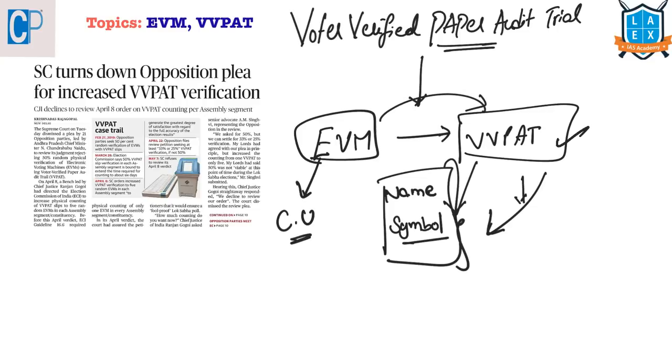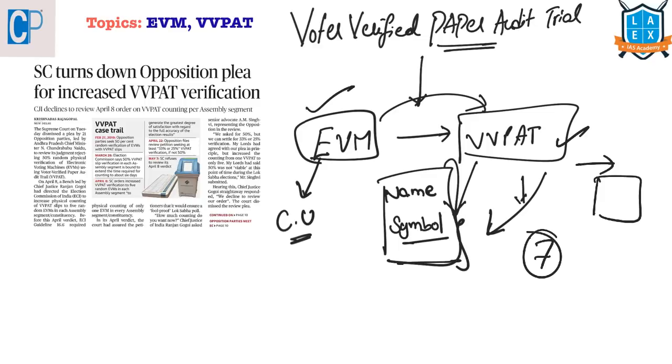A printer is attached to the balloting unit and that is kept in the voting compartment. This paper slip, which contains the name of the candidate as well as his or her party symbol, will be visible through the VVPAT for 7 seconds through a transparent window, and later this slip can be used to tally with the buttons that were pressed in the EVM.